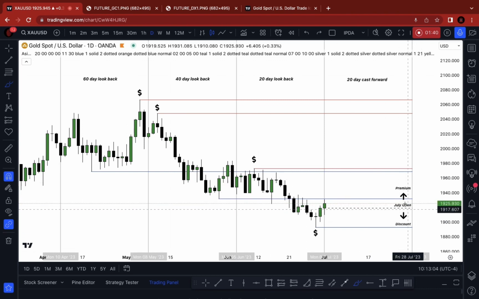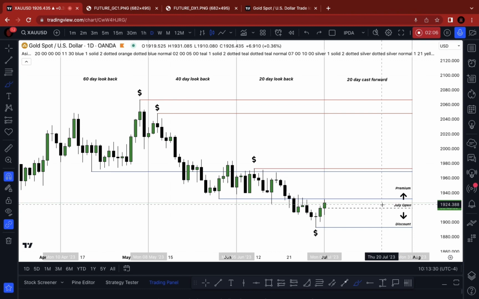We have July's opening price, and we know the ideology behind this. When price drops below July's opening price, that's a discount, right? It is now oversold, a high probability buy scenario, especially if the trend is going to go up. Same thing, vice versa. Anything above July's opening price is a premium, overbought, right? It's at a higher value, most likely going to get higher probability sells here.